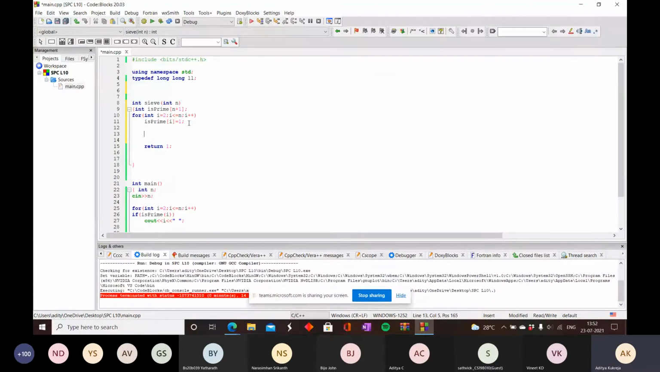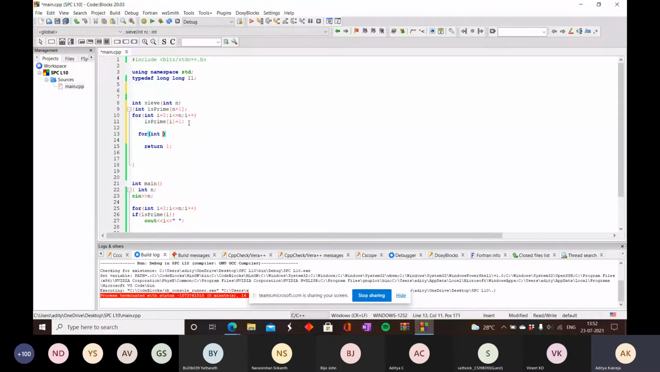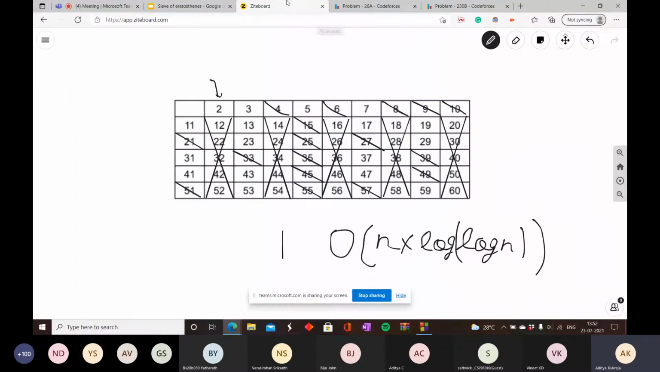And now after we do that, we'll run a for loop which will be used to implement the Sieve. So for int i equal to 2, i into i less than equal to n, and i plus plus. One more thing which I forgot to tell you all is that over here we just need to consider i into i. We need not check for all the prime numbers.